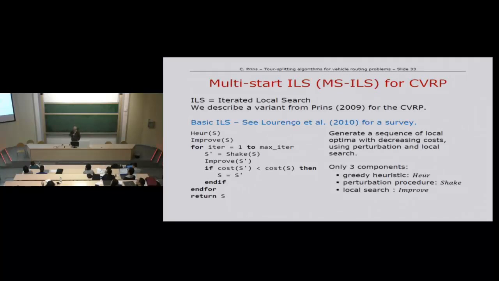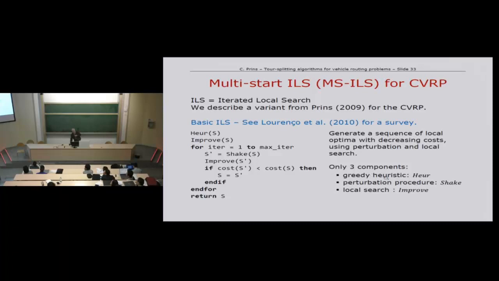So what we tried, in fact, is a multi-start ILS. Philippe calls it a GRASP ILS, but that's the same, multi-start ILS. ILS is a powerful and simple metaheuristic. There is a survey, a book chapter by Lorenzo. In fact, you improve a solution using perturbation and local search.